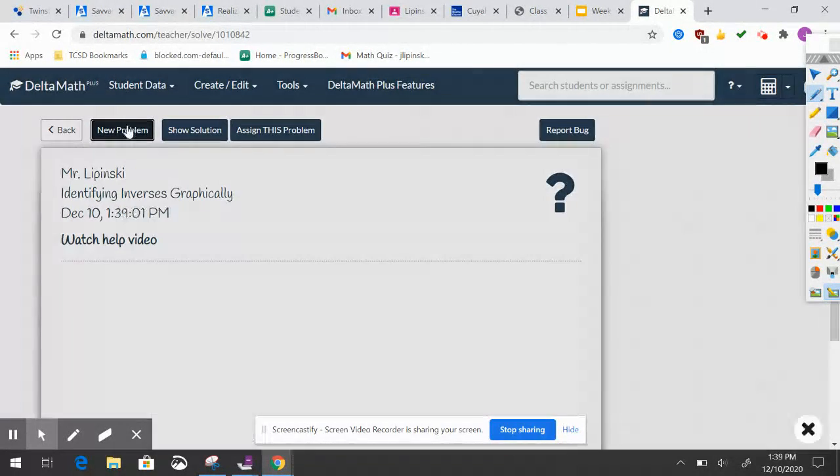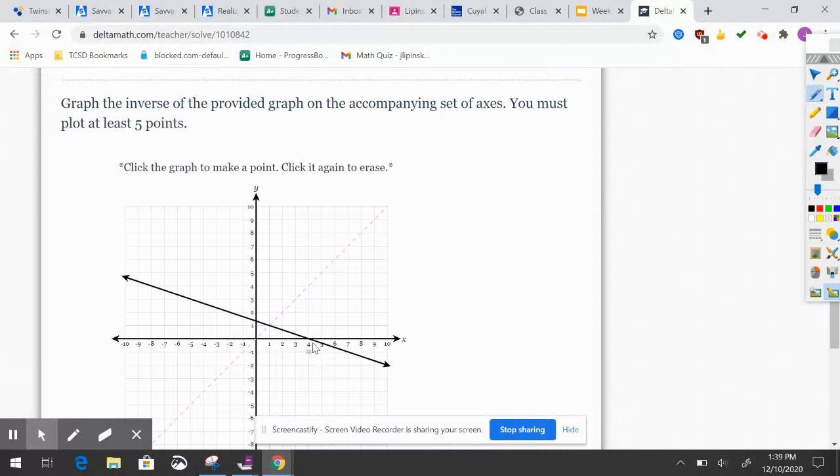I'm going to show you one that's a line, different grade. There we go. Okay, so again, this would be the ordered pair (4, 0). Well, we need to go to (0, 4). This is the ordered pair right here of (1, 1). Well, the inverse of (1, 1) is (1, 1). This is the ordered pair (7, -1). So I need to go to (-1, 7).